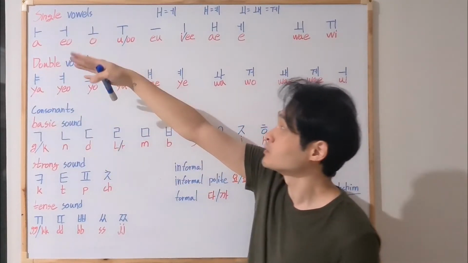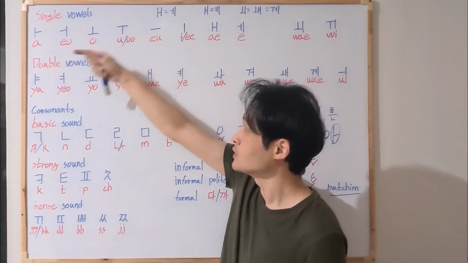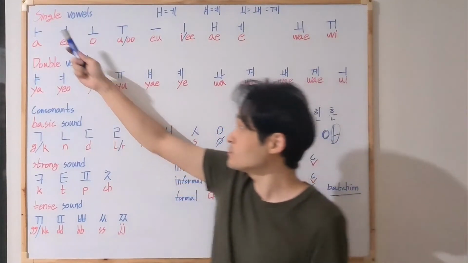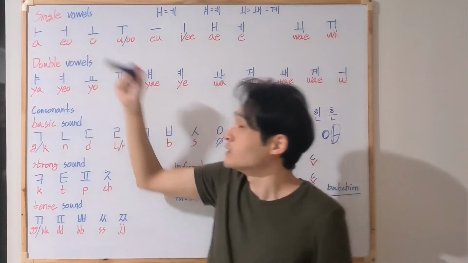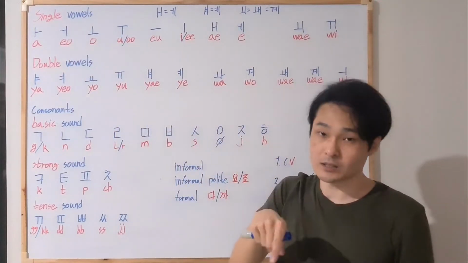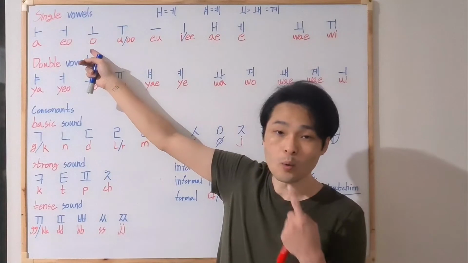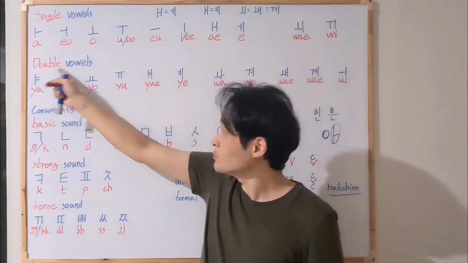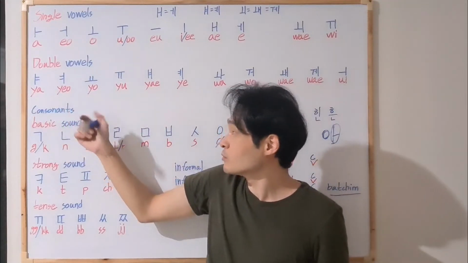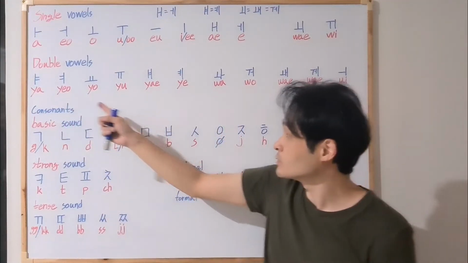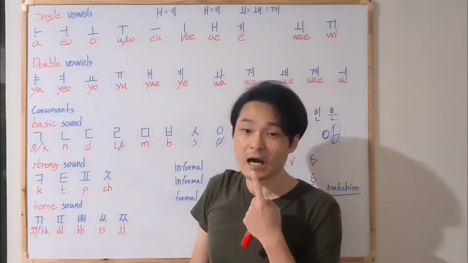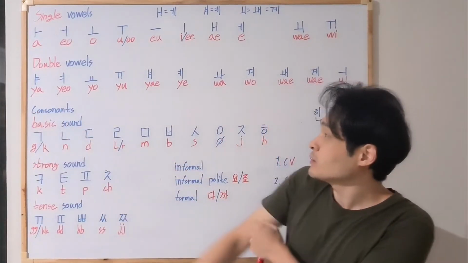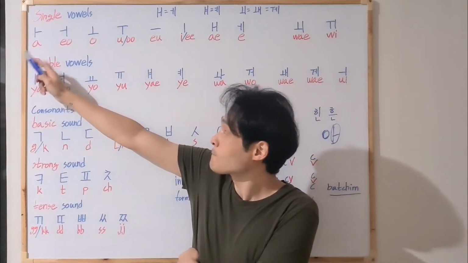자, there are two groups in vowels. The single vowel, double vowel. What's the difference? When you pronounce the single vowels, the mouth shape does not change. For example, O. 자, but when you pronounce double vowels, your mouth shape does change. For example, ya. Okay? So then let's start.